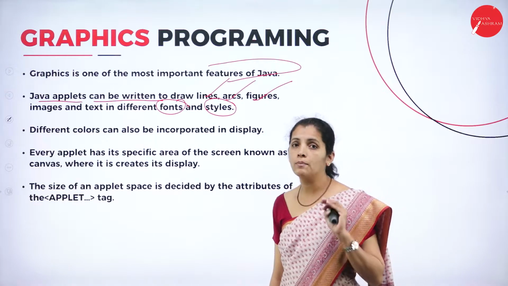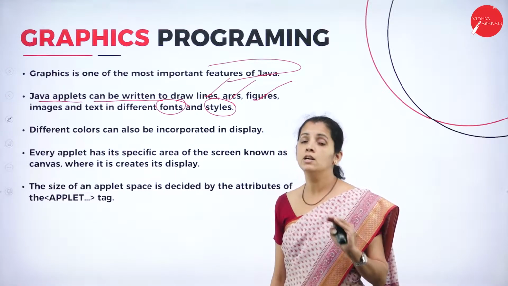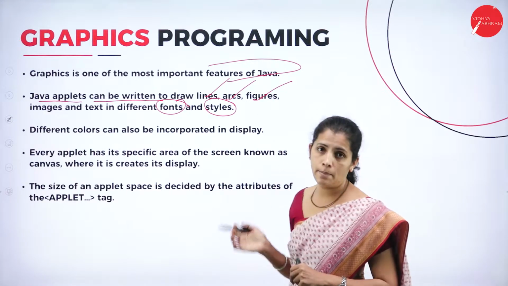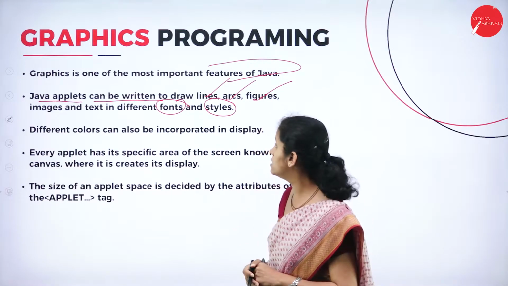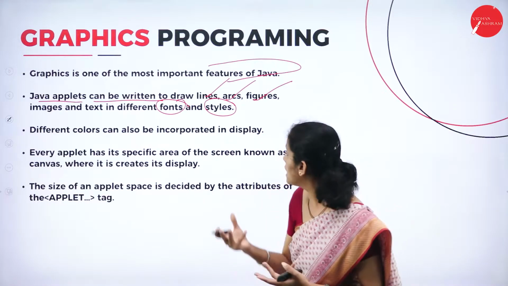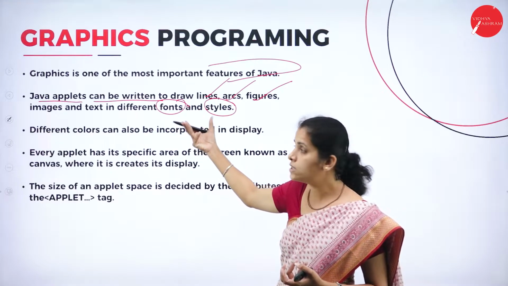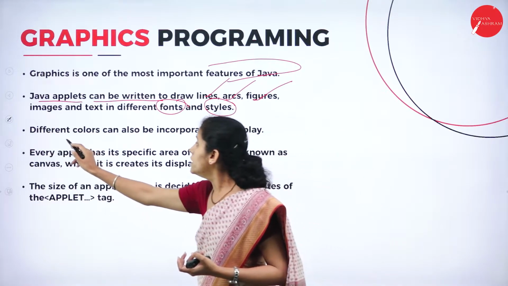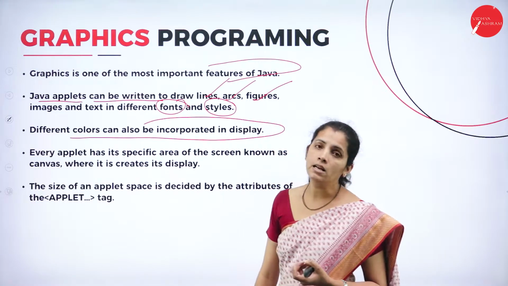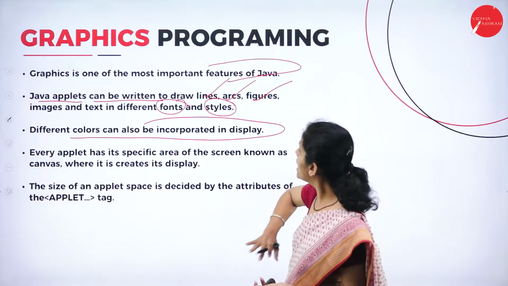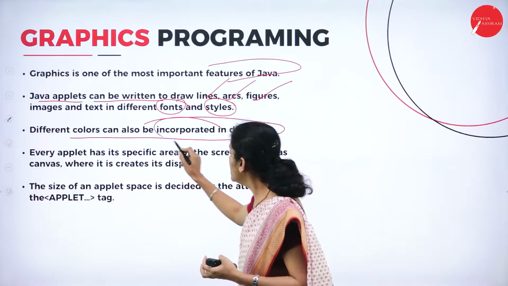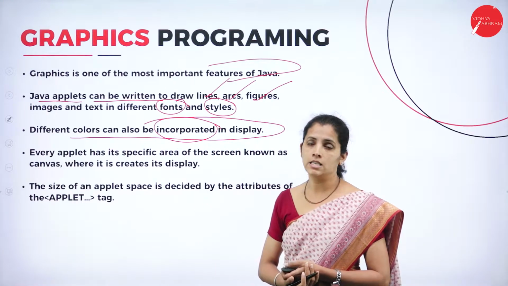That means I'm going to use a Java applet to create and draw lines, to draw images or figures with different text colors, different text formats as well as different font styles. So different colors can be incorporated in a display. When I consider any display, different colors are incorporated in it.